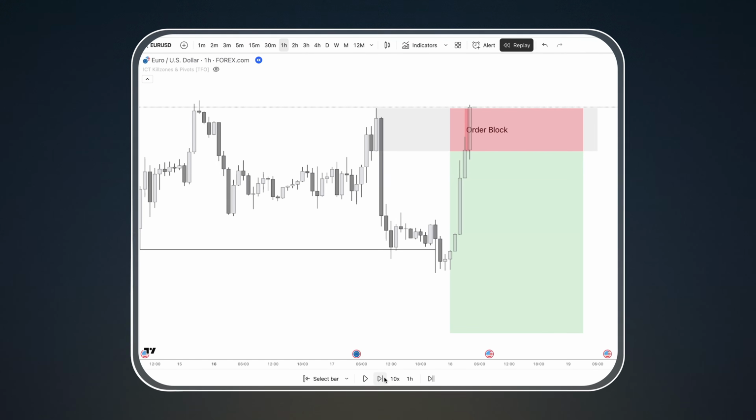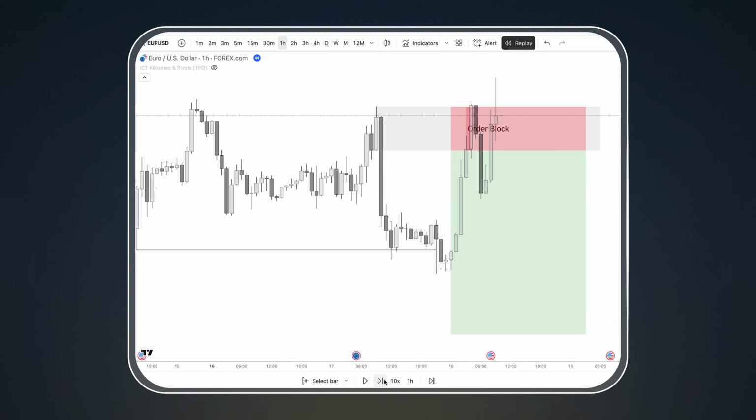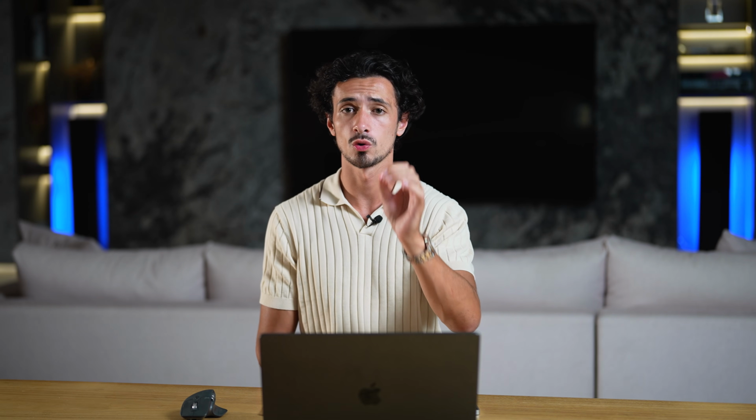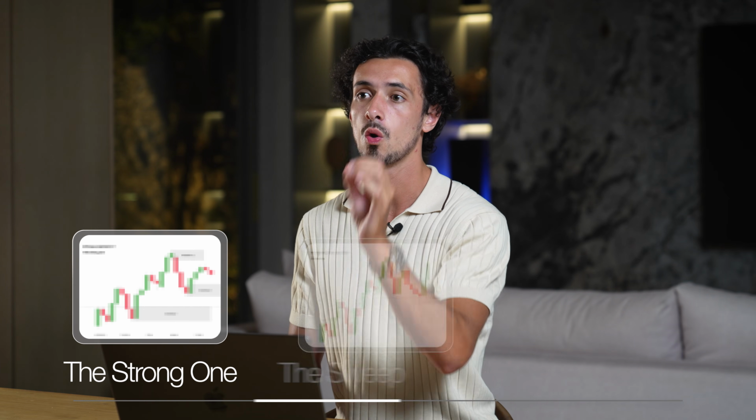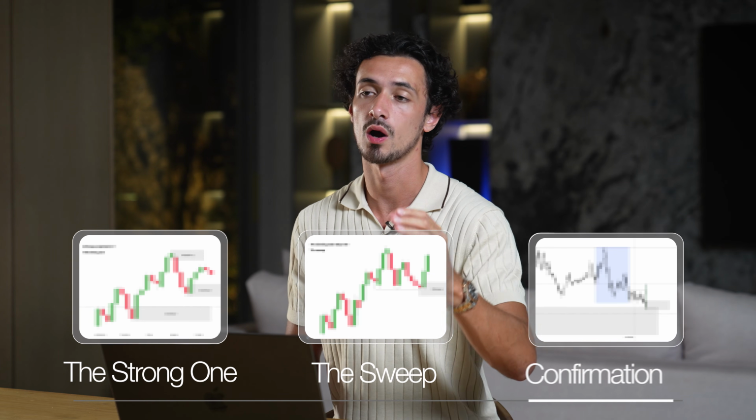If you're trying to trade order blocks, but every trade that you seem to take ends up playing out just like this, and you're just left wondering why your order blocks aren't working, well, in today's video, I'm going to reveal to you the only order blocks that actually work consistently.